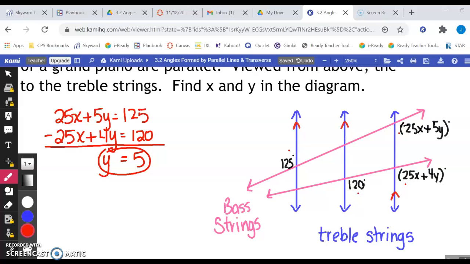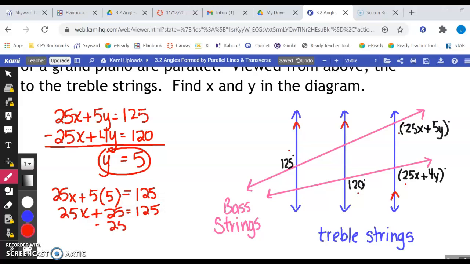Now we can plug that back into one of the other equations. So if I just pick that top equation, I would have 25x plus 5 times 5, since y is 5, equals 125. You can very well plug this into the second equation. You will still get the same answer out for x. So if we simplify that, we have 25. Then I have to minus 25 from both sides. So 25x equals 100.